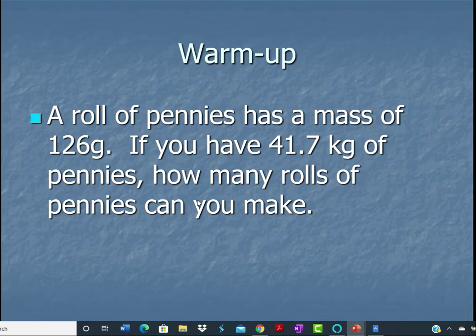If I had a big pile of pennies, and this amount, 41.7 kilograms, is a big pile of pennies, and I wanted to figure out approximately how many rolls I could make, how would I figure that out? Go ahead and think about that for a second. You can pause the video, give yourself a little bit of time, and maybe even come up with a number. Let's see how you did.